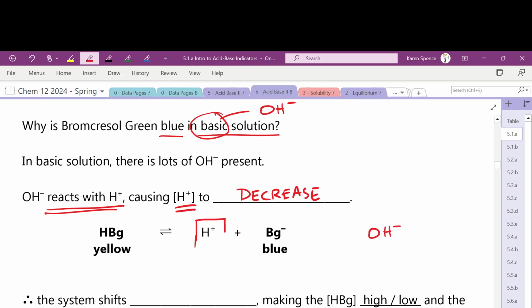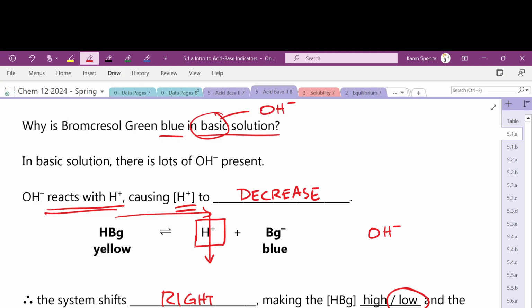And if our concentration of H plus decreases, which way do we shift? We shift to the right, making the concentration of HBG low, and the concentration of BG minus will be high.